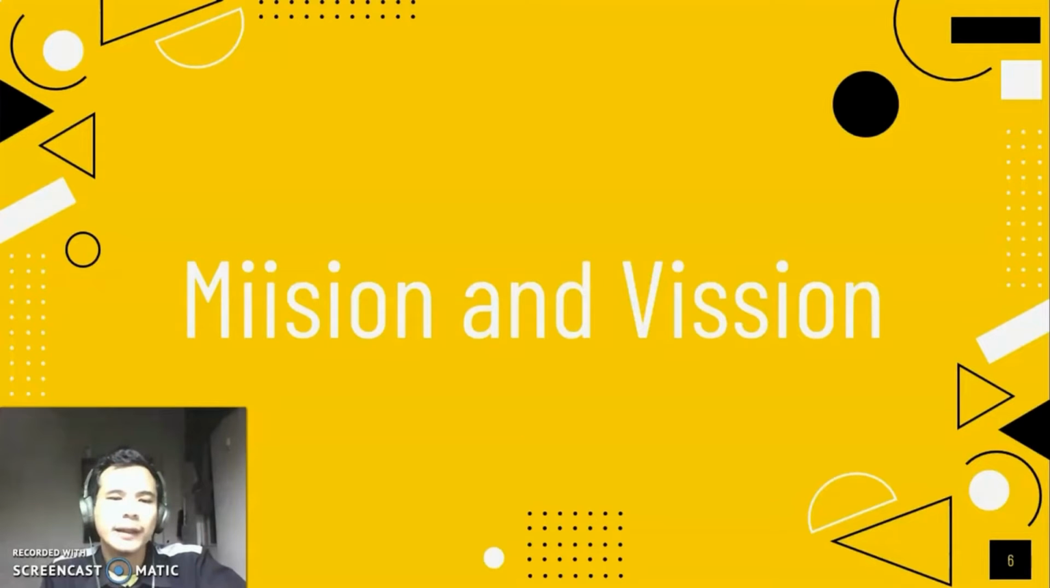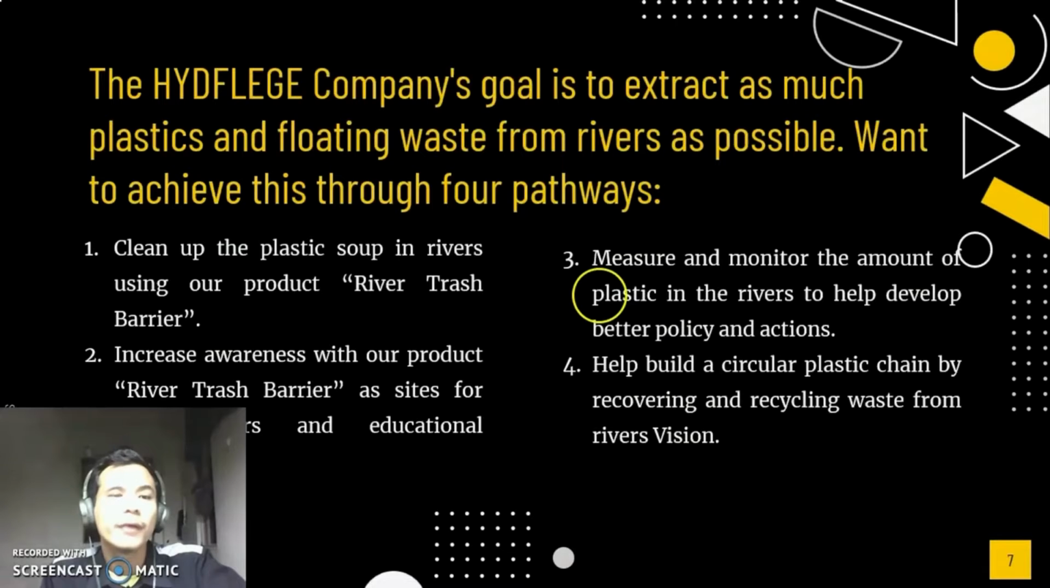Every company has their own vision and mission. For the HiFlash company, the goal is to extract as much plastic and floating waste from rivers as possible. We want to achieve this through 4 pathways. The first one is to clean up the plastic waste in rivers using our product River Trash Barrier.